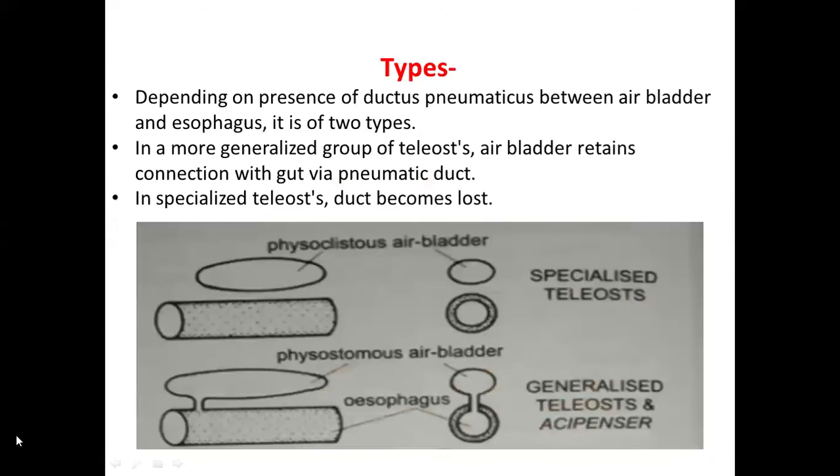Next, let's see the different types of air bladders. They are generally divided based on the presence of the ductus pneumaticus. So they have been divided into two types, depending on whether the ductus pneumaticus is present or absent.